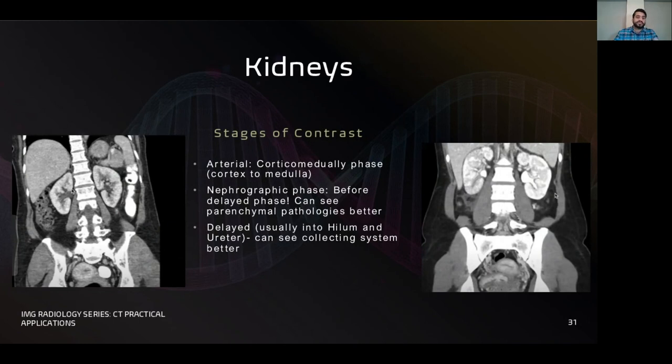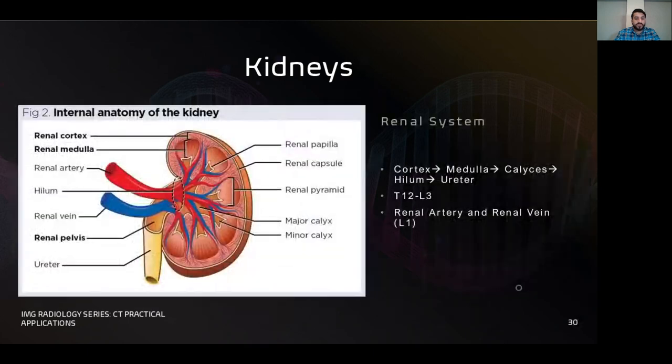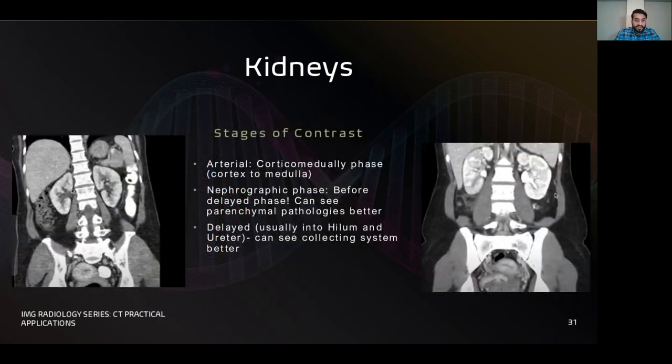So we talked about different stages of contrast before. In the arterial phase, you'd usually see the corticomedullary phase. This phase happens first, in the first 20 to 40 seconds. Followed by that, you've got the nephrographic phase, just before the delayed phase, where you can see most of the kidney tissue, the parenchymal tissue, and that's good to highlight any parenchymal pathologies. Then the delayed phase is where you see the contrast in the ureter and the collecting system. So in cases of, for example, a dilated ureter, possibly secondary to a stone or infection of some kind, or a dilated renal pelvis, you'd be able to see that best in the delayed phase.